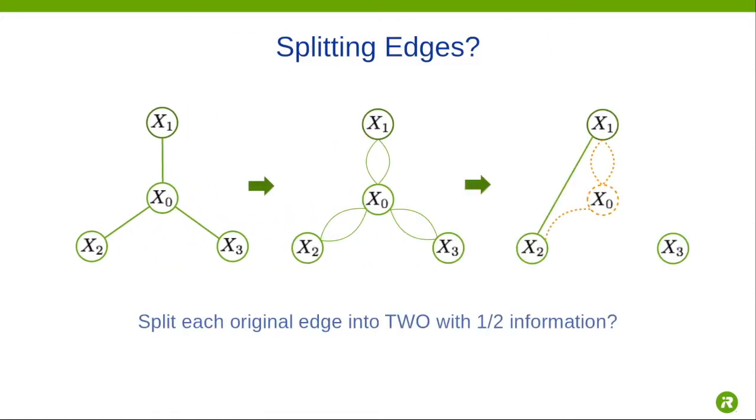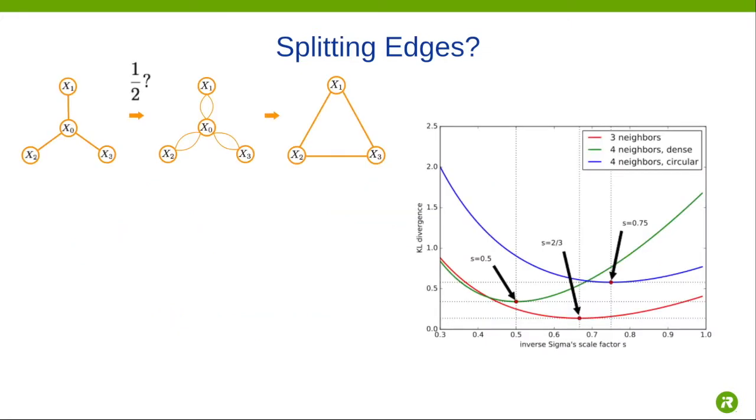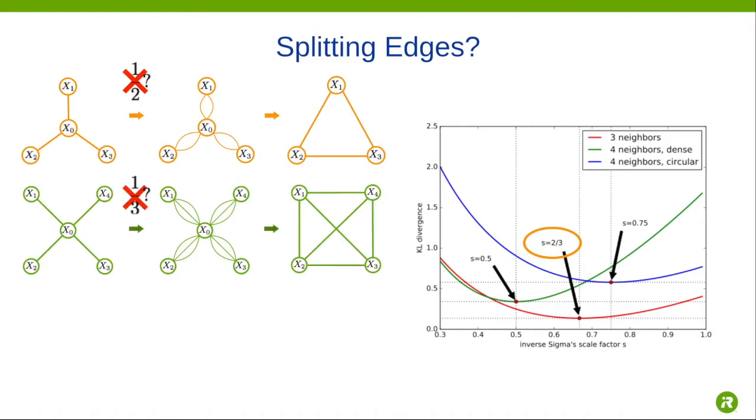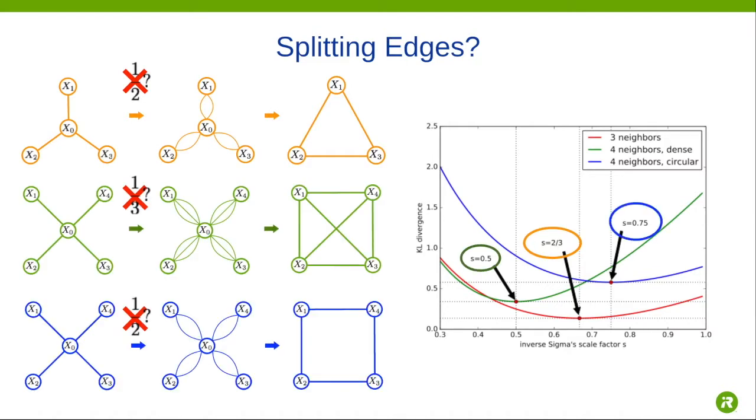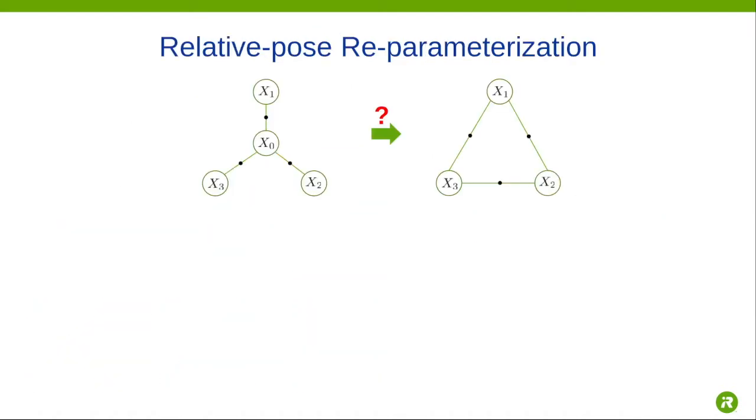To solve this, we split each edge into two edges, scaling the original information by half, and composed these sub-edges. However, we discovered the optimal scale factor is not 1/2 but 2/3. This scaling factor also applies to other graph topologies. We then explored another idea using the relative pose reparameterization of the absolute pose graph.